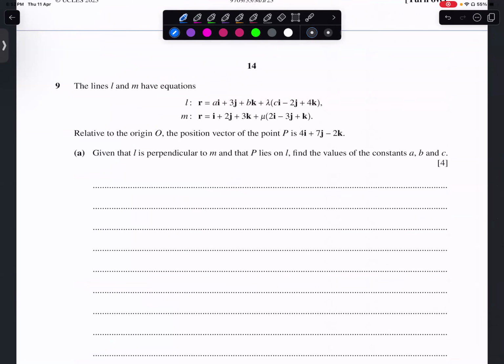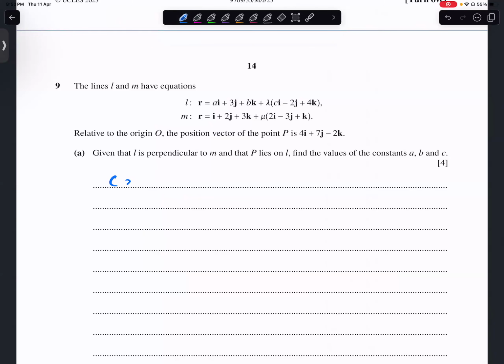The lines L and M have equations relative to the origin O. The position vector of the point P is given. Given that L is perpendicular to M and P lies on L, two important pieces of information are given. L is perpendicular to M means their directional vectors are perpendicular.